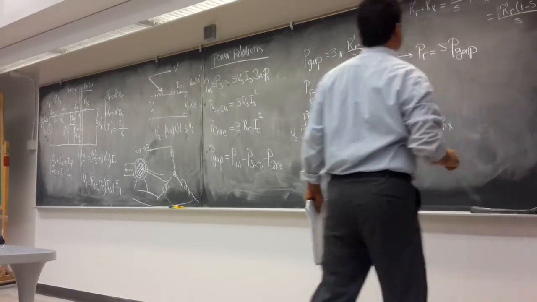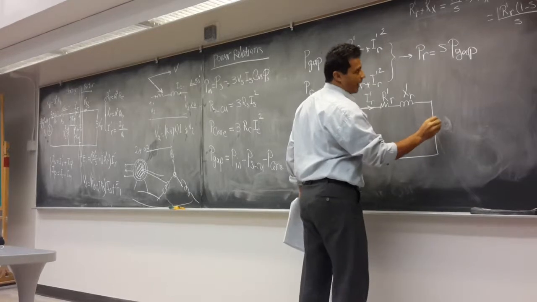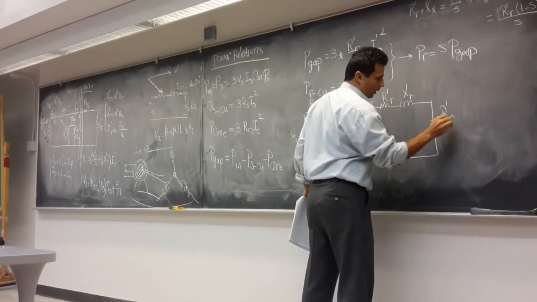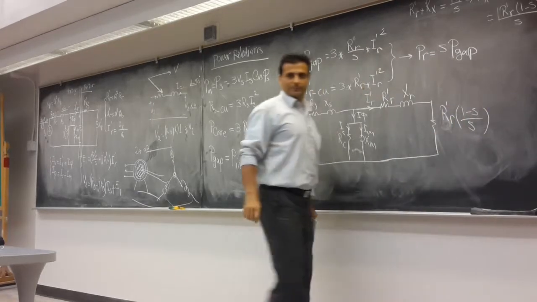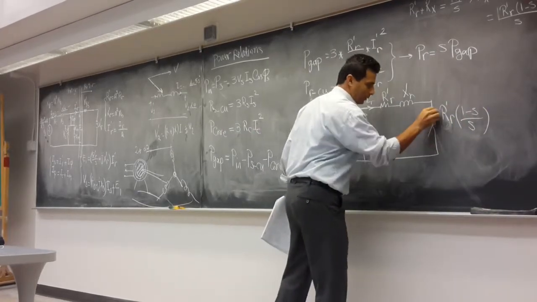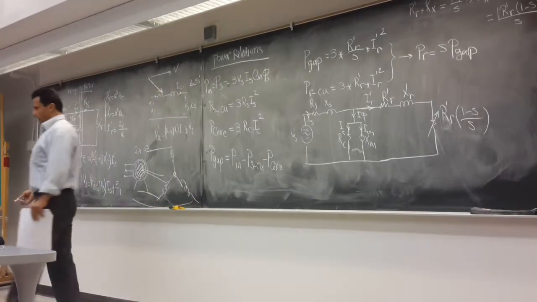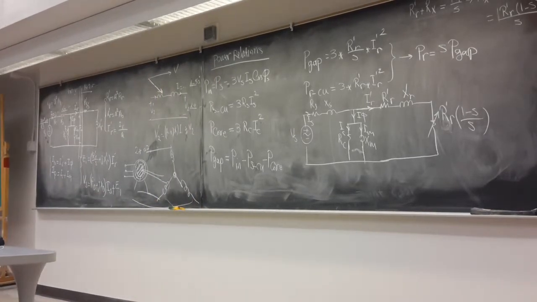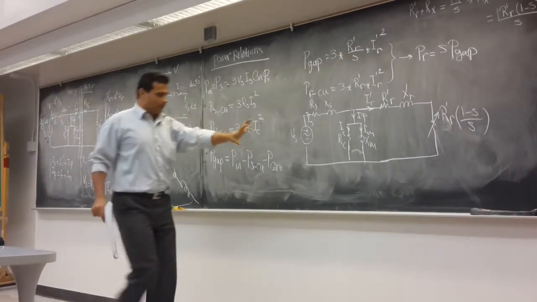Is that correct? Yes, that's correct. So basically here we should have R prime R times (1 minus S) over S. And I'm going to put this variable Y. What's the Y variable I put there? Load change, exactly.